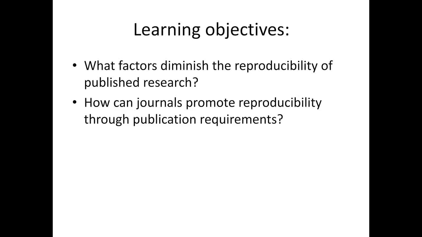So we have two learning objectives in this session. First of all, we're going to overview what factors diminish the reproducibility of published research. And at the end, we'll talk about how journals can promote reproducibility through their publication requirements.